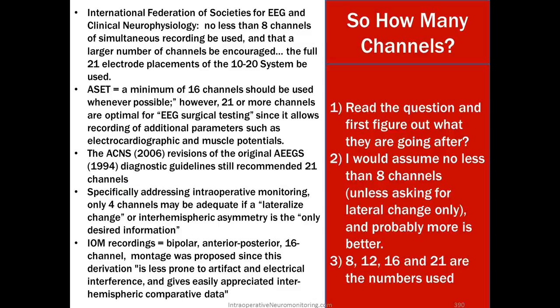The International Federation of Societies for EEG and Clinical Neurophysiology state that no less than 8 channels of simultaneous recording should be used in monitoring, and that a larger number of channels is encouraged. The full 21 electrode placement of the 10-20 system should be used. According to ASET, a minimum of 16 channels should be used whenever possible. However, 21 or more channels is optimal for EEG testing, since it allows recording of additional parameters such as electrocardiographic and muscle potentials. The ACNS 2006 revisions of the original AEEGS 1994 diagnostic guidelines still recommend 21 channels.